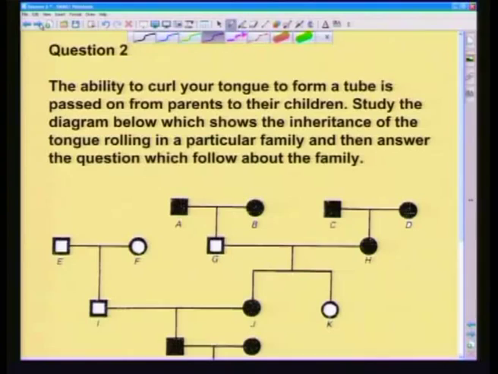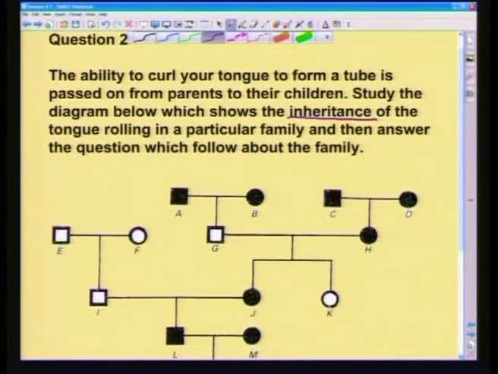And I need to make sure that you understand this and that you really, really know this. It's the ability to curl your tongue, I told you just now, to form a tube that is passed from parents to their children. Okay, so we're talking about tongue rolling. Study the diagram below, which shows the inheritance of tongue rolling in a particular family, and then answer the questions that follow. So let's have a look.